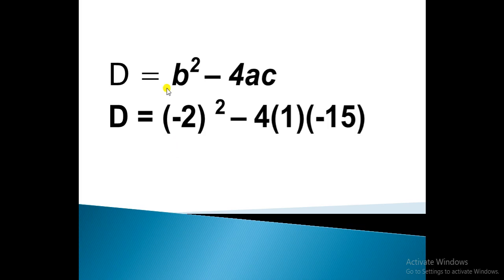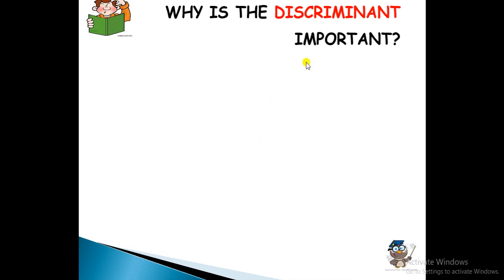Now substituting the values into b square minus 4ac, let us see what we will get. We have D is equal to minus 2 whole square minus 4 into 1 into minus 15. Calculate the value of D. It is D equals to 64. So this is how to find the discriminant.